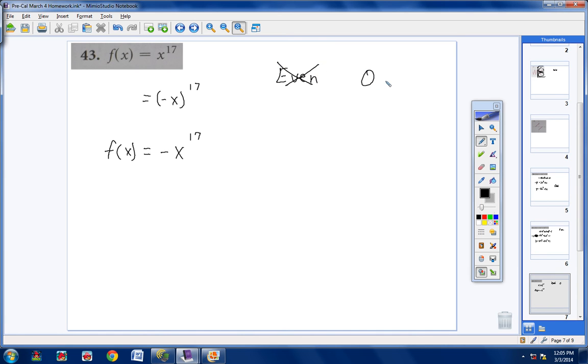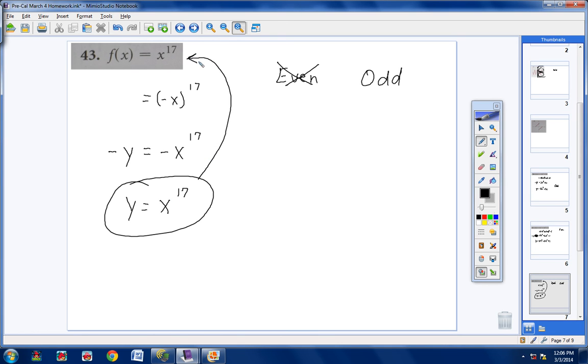Now let's check for an odd function. Remember, you're supposed to put a negative x in for x. I already did that. And you're also supposed to put a negative y in for your y. So I'm going to go ahead and put a negative y right here. Now we'll go through and get y by itself. Change all the signs. So a positive y equals a positive x to the 17th. That does match the original function. So we do have an odd function. Okay, moving on to 45.